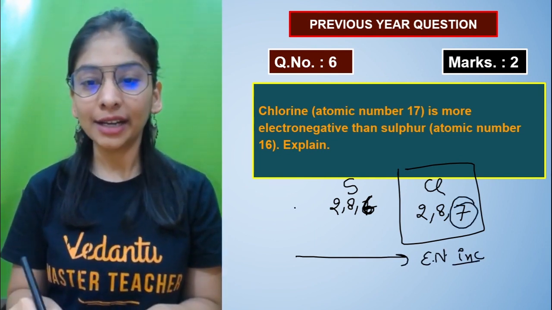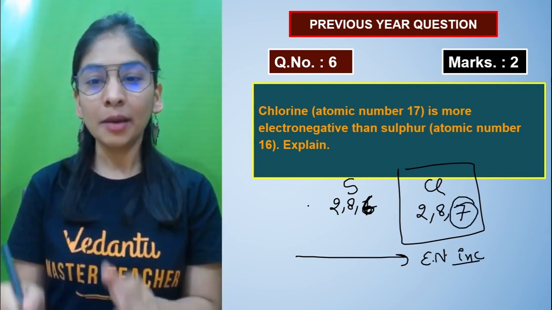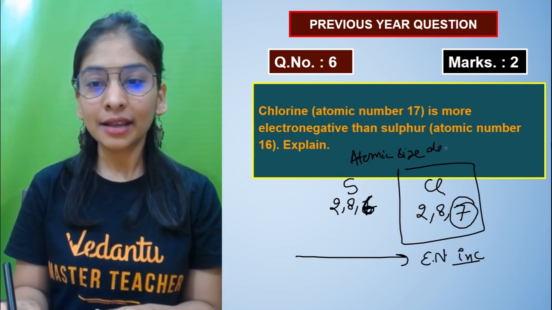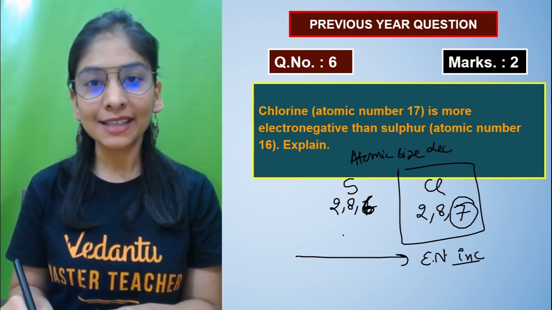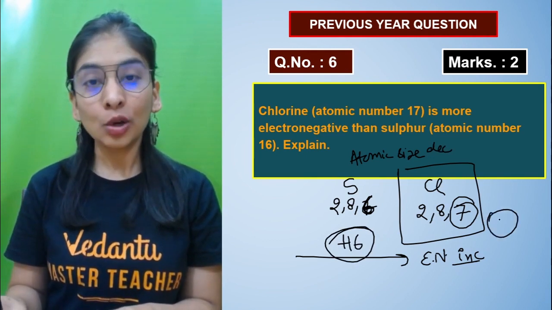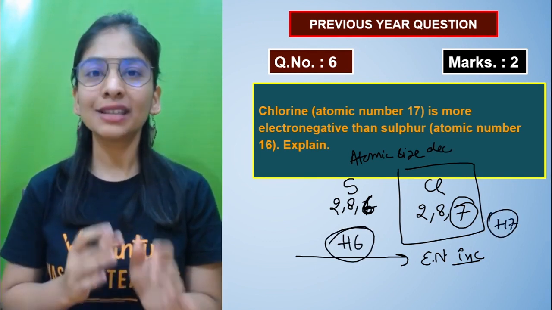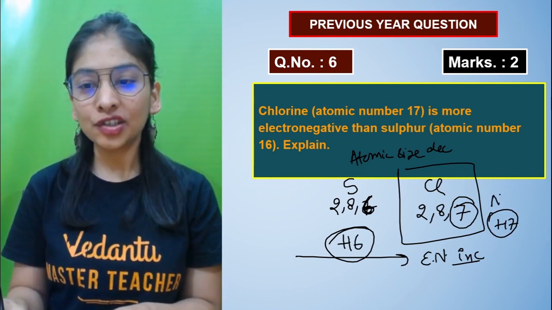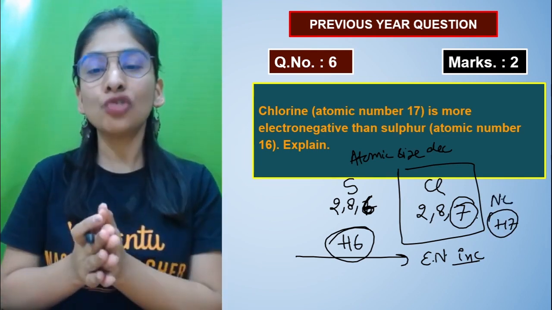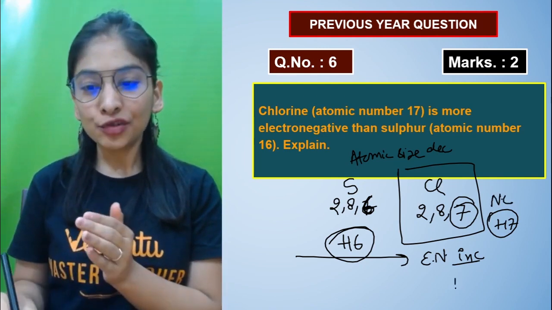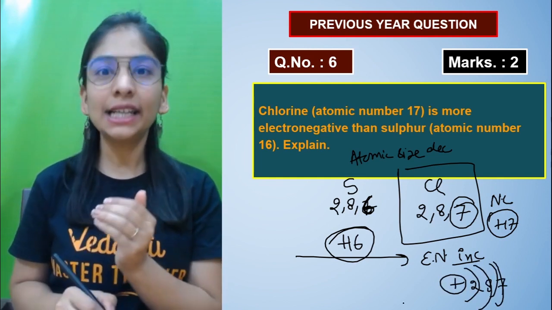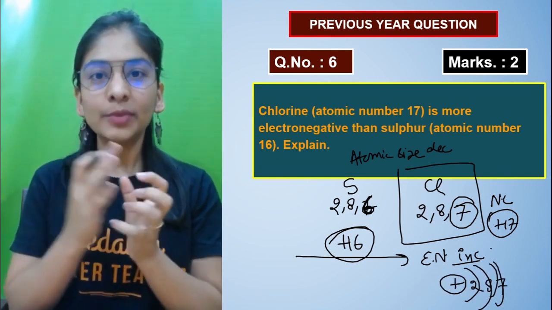Because for chlorine and sulfur, when we move in a period, the atomic size also decreases, right? This sulfur nucleus has 16 protons, 16 positive charge. The chlorine nucleus has 17 protons, 17 nuclear charge, I mean charge on the nucleus. So the nucleus of chlorine is stronger than sulfur. If the nucleus is stronger, it will pull the electrons more tightly, so the size will be small.